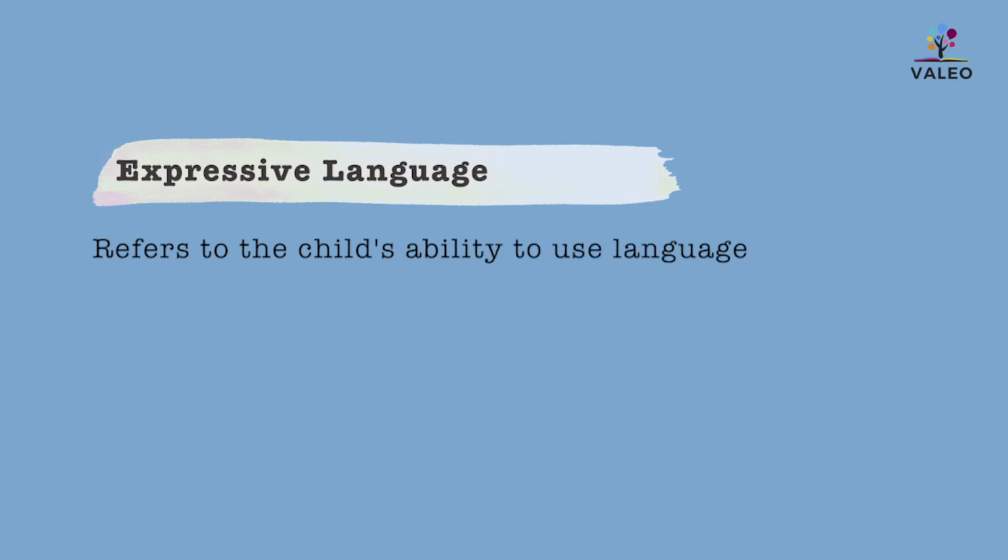And then when we talk about expressive language, this is where we are referring to the child's ability to use language. So not necessarily use it to communicate, but to use language. So can they use words? Can they use phrases? Can they use sentences? What is their grammar structure like in their expressive language? And what can they say? Can they tell stories? Can they plan narratives? So those are some of the things that are included in expressive language skills.